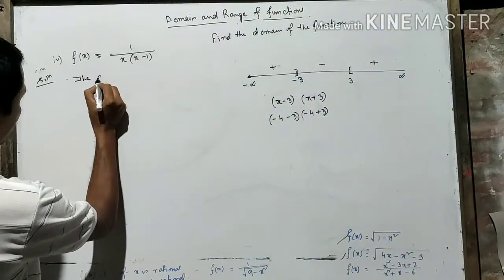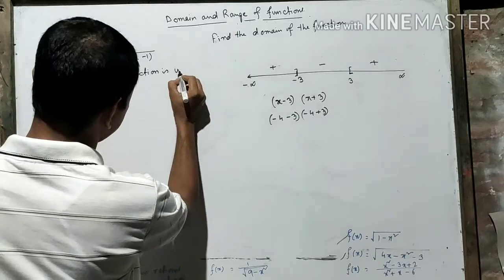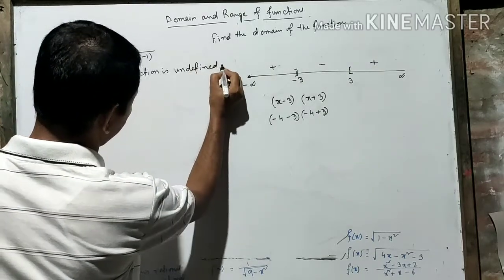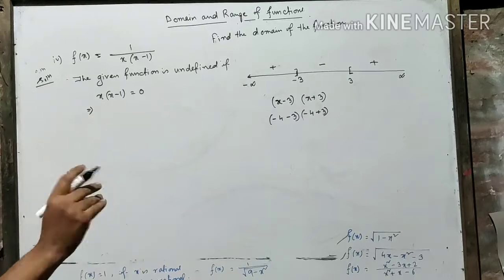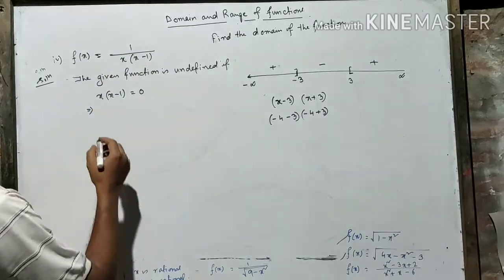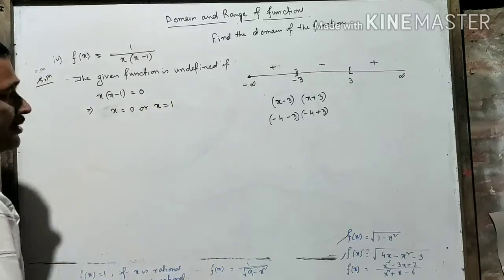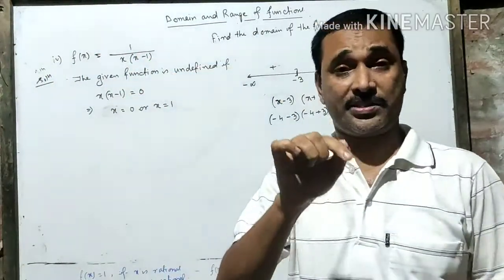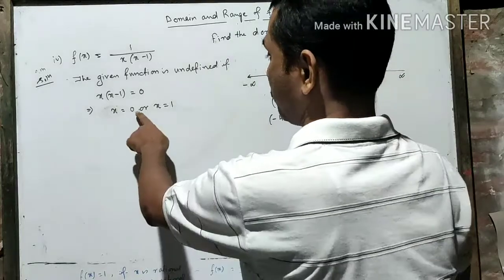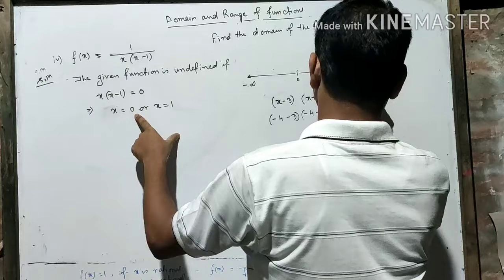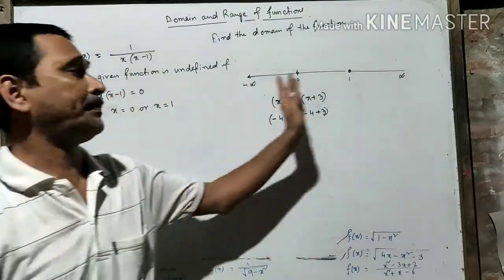The given function is undefined if x into x minus 1 equal to 0. Only 0, no less than, no greater than, because no radical sign is here. This implies x equal to 0 or x equal to 1. So the function is undefined only at these points, one point is 0 and one point is 1. Only at these 2 points the function is undefined, and in all other parts the function is defined.